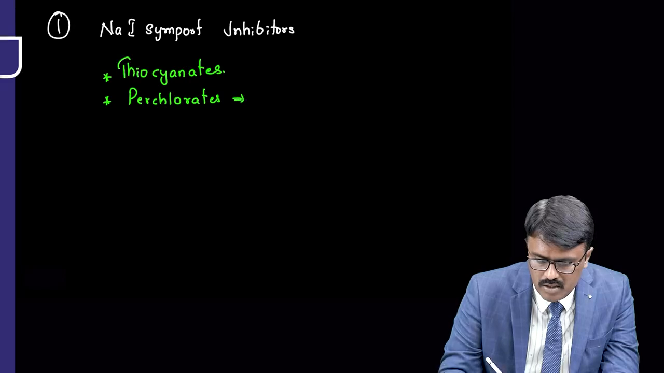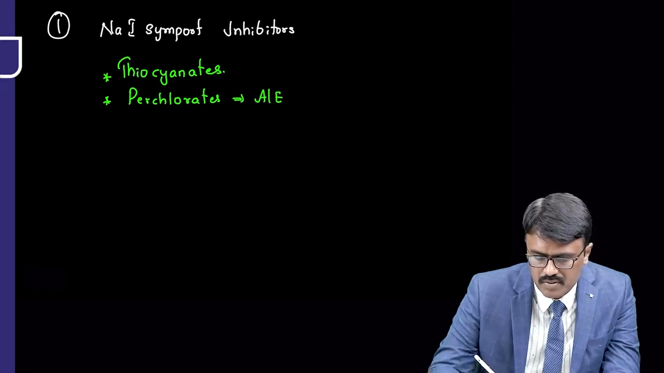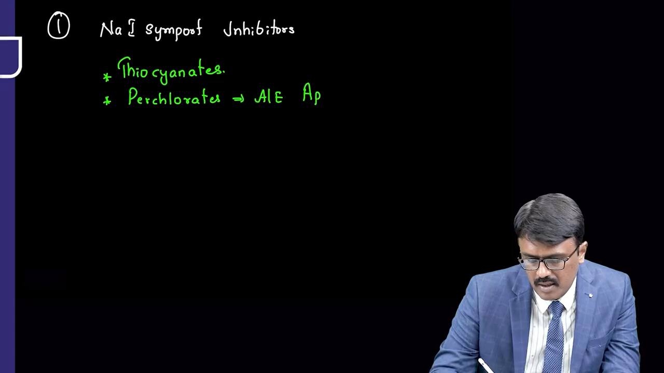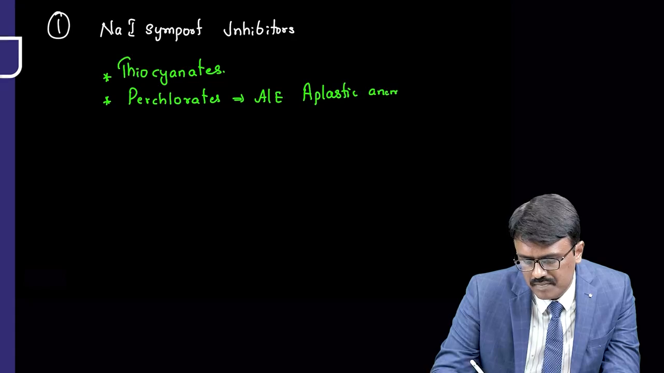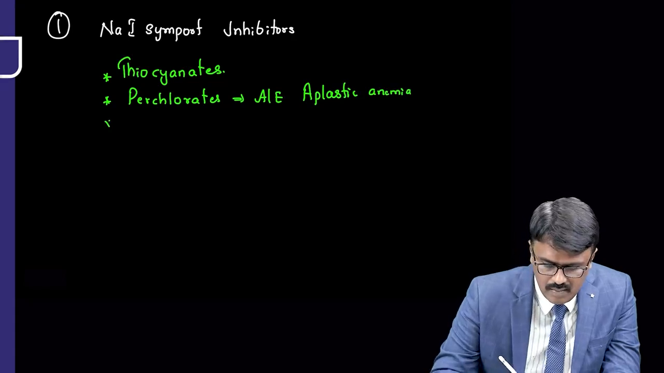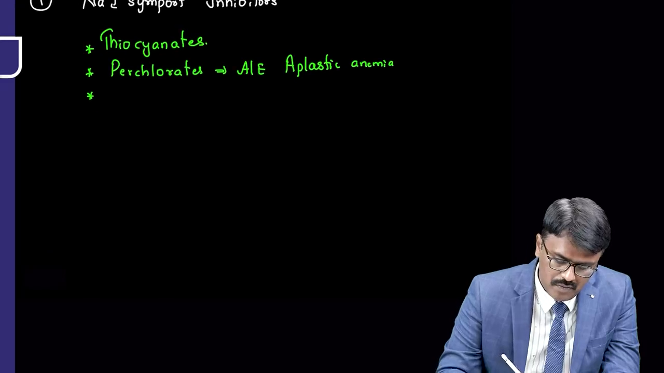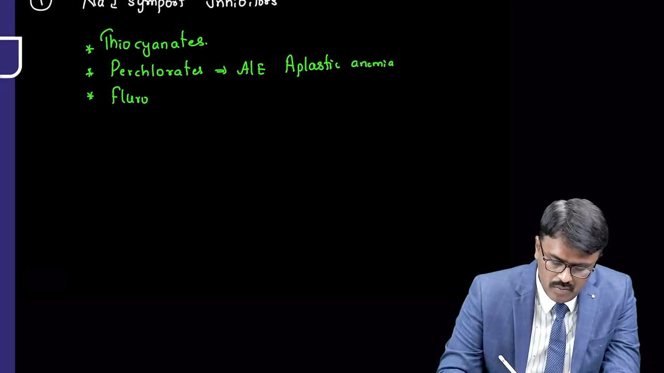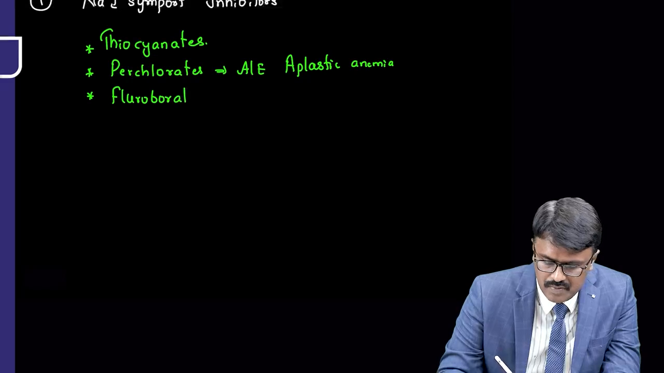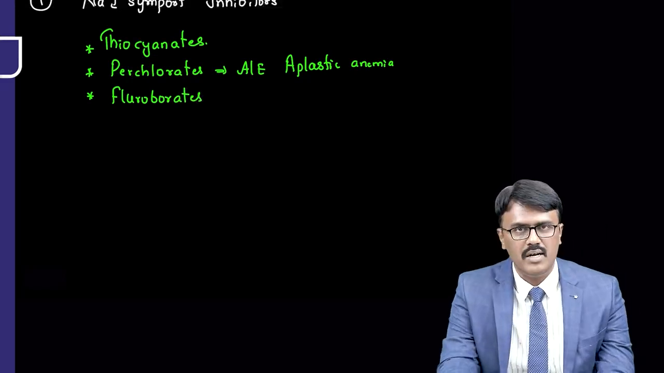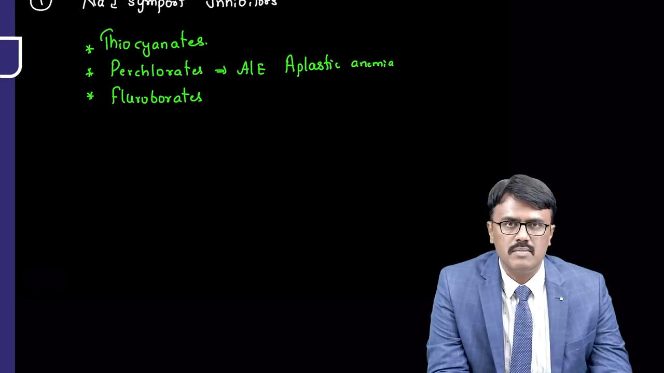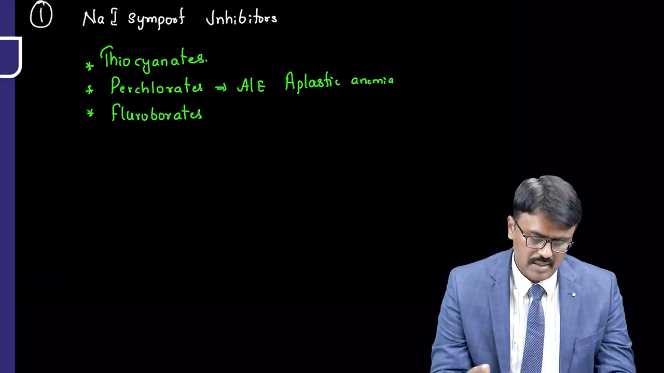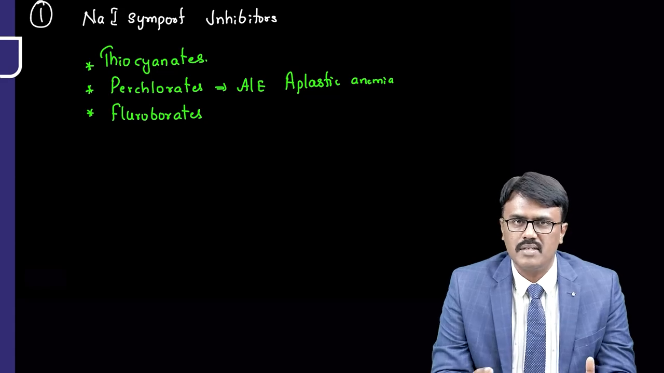For perchlorates, one of the adverse effects is that it can produce aplastic anemia. And number 3, we have fluoroborates. Now these drugs are outdated nowadays. We are not going to use them in therapies. You should just understand the mechanism of action, that's it.